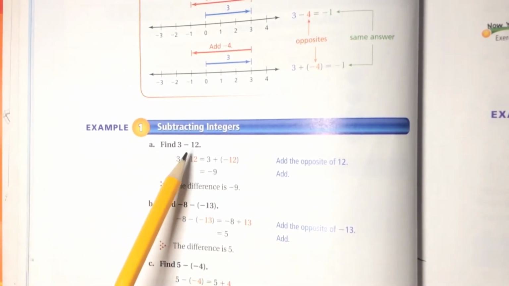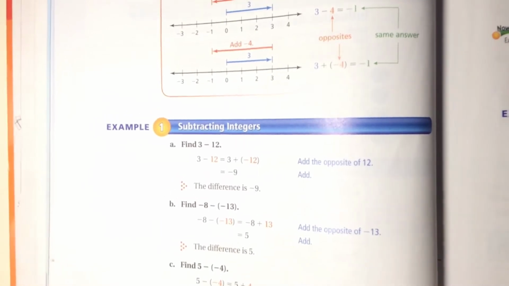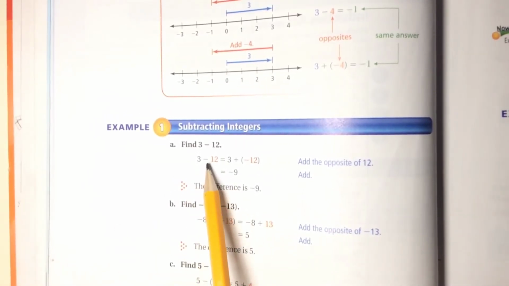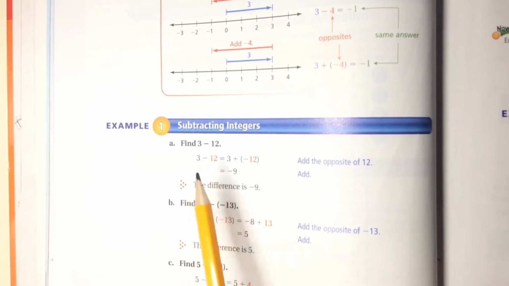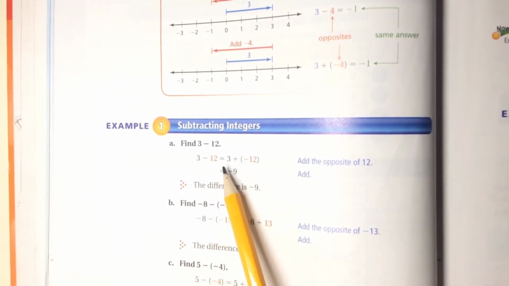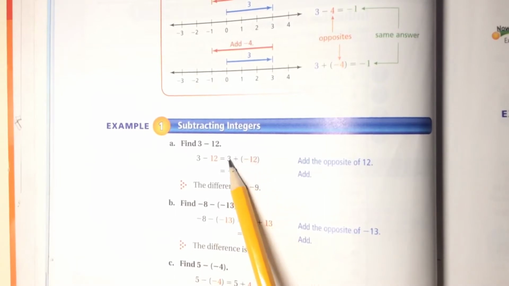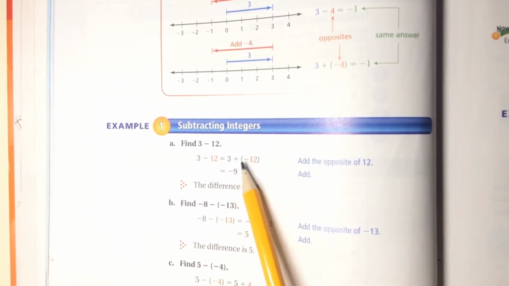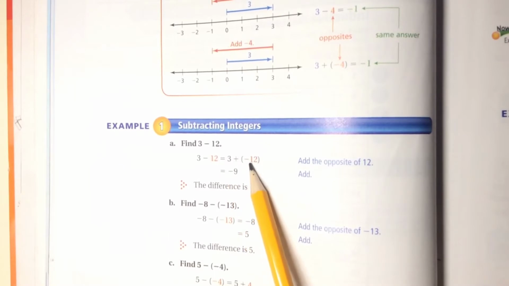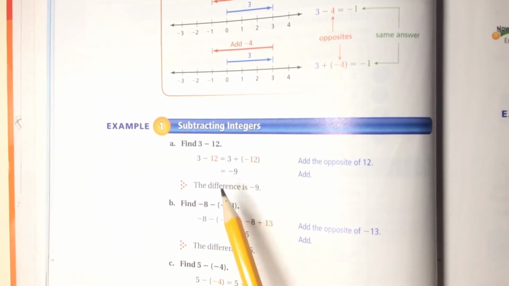Okay, so let's look at their first example here. Find 3 minus 12. Again, I'm going to look at that as combining 3 and a negative 12. When I combine 3 and negative 12, different signs subtract, so I get 9. 12 take away 3 is 9. And I keep the sign of the 12 because it's got the larger absolute value, so negative 9.